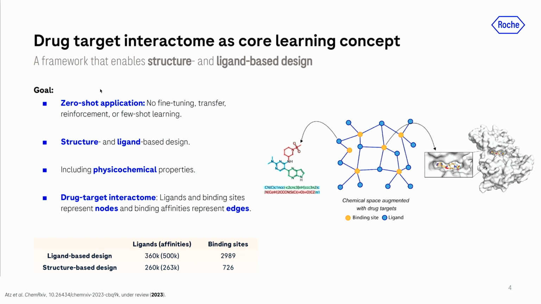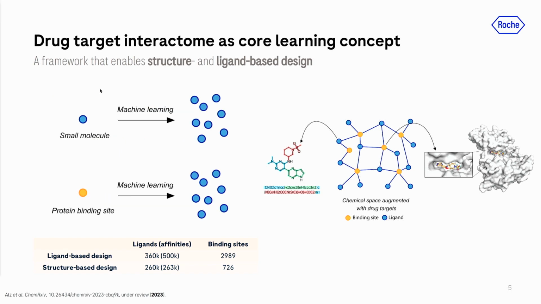And if we look at the data set, if we build this graph from ChEMBL, one of the most prevalent data sets for drug-like applications, then we have around 500,000 affinities and 3,000 targets from a ligand-based fashion. If we only take crystal structures, so proteins which have an elucidated structure, we have 260,000 affinities and 700 structures. So this was the training data set. The goal was then to train a model which takes one molecule as an input and generates molecules which share a similar bioaffinity with the input molecule, or uses a protein binding site as an input and generates the molecules which bind to this binding site.